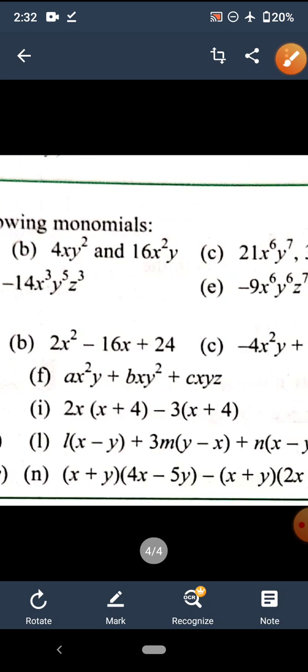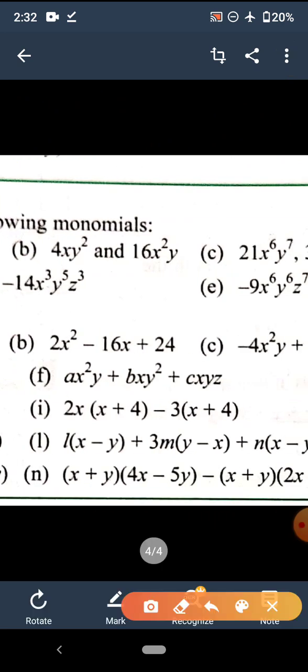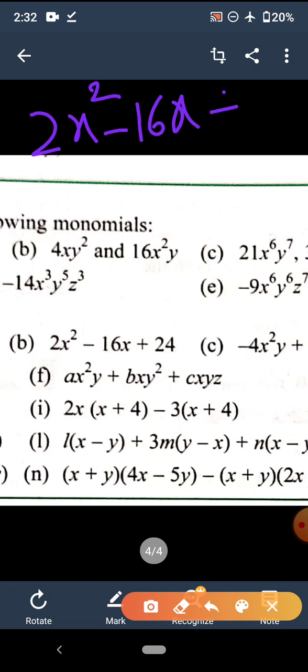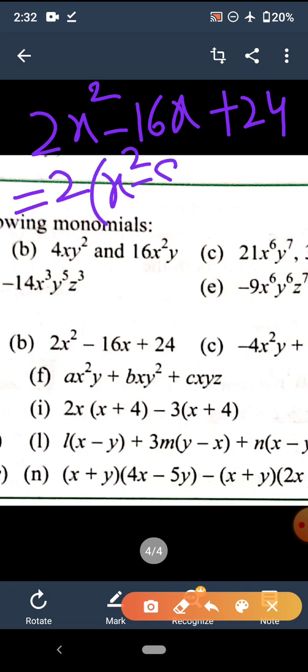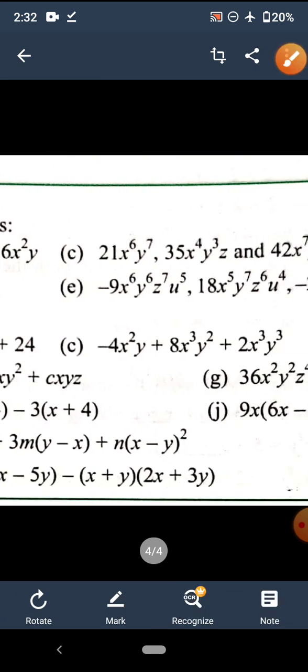So in the B part also you can do the same procedure. 2x square minus 16x plus 24. So you will see what is common here. 2 is common. So x square minus 8x plus 12. In this manner you will do the factorization.